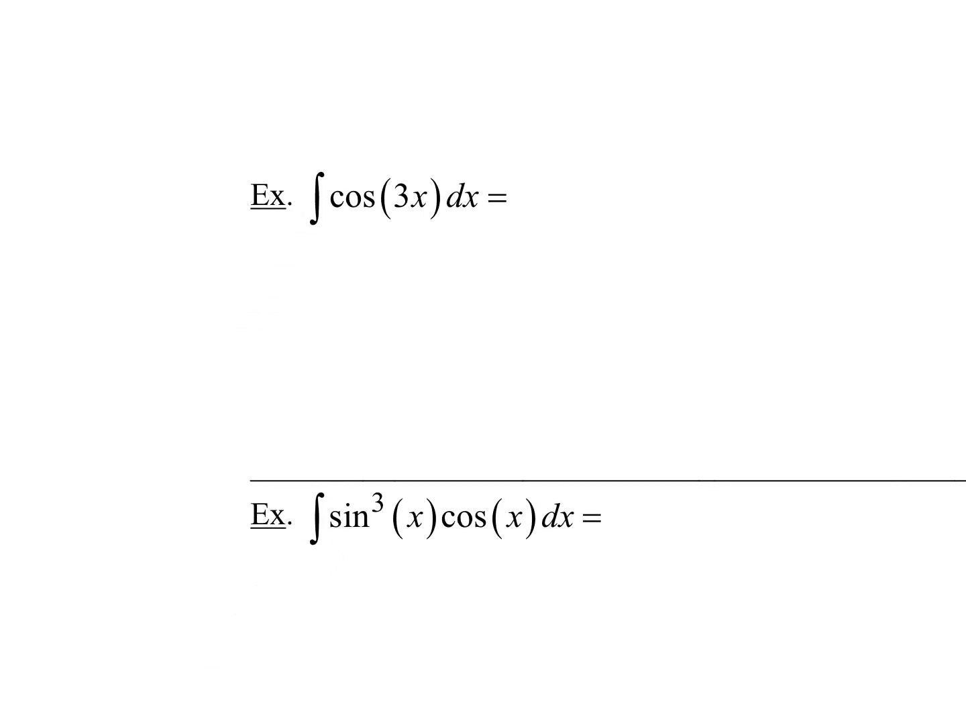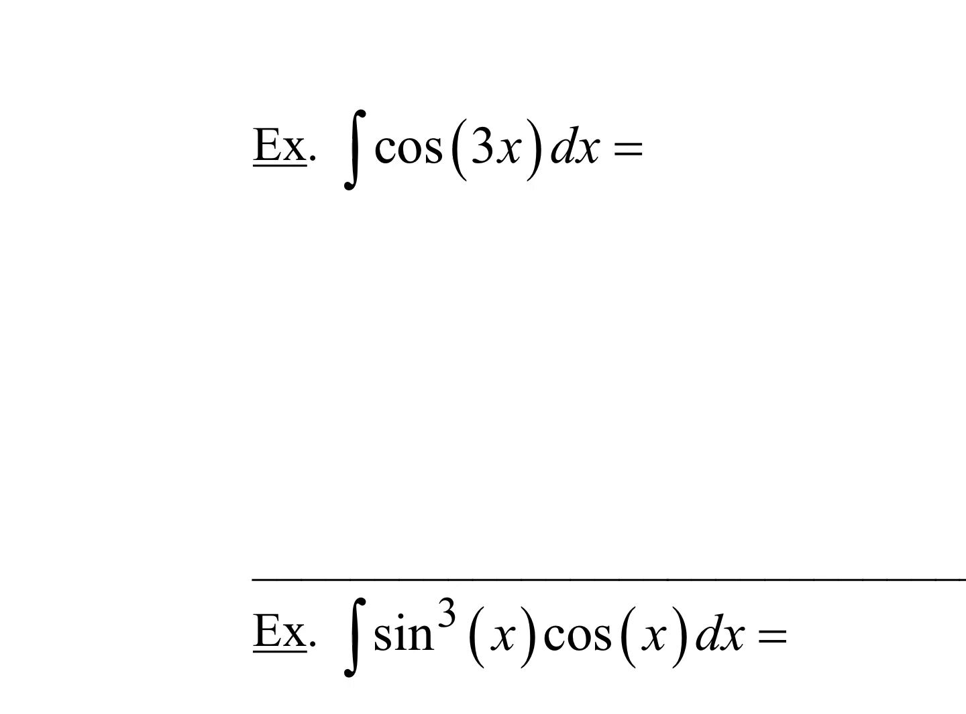It's kind of like what your gut tells you. It's probably right. So I'm going to let u equal 3x here, and if it doesn't work, then we could try something else. But let's let u equal 3x. If I let u equal 3x, what is the derivative going to give me? 3 times dx, right? So then I can rewrite this as du over 3 is equal to dx.